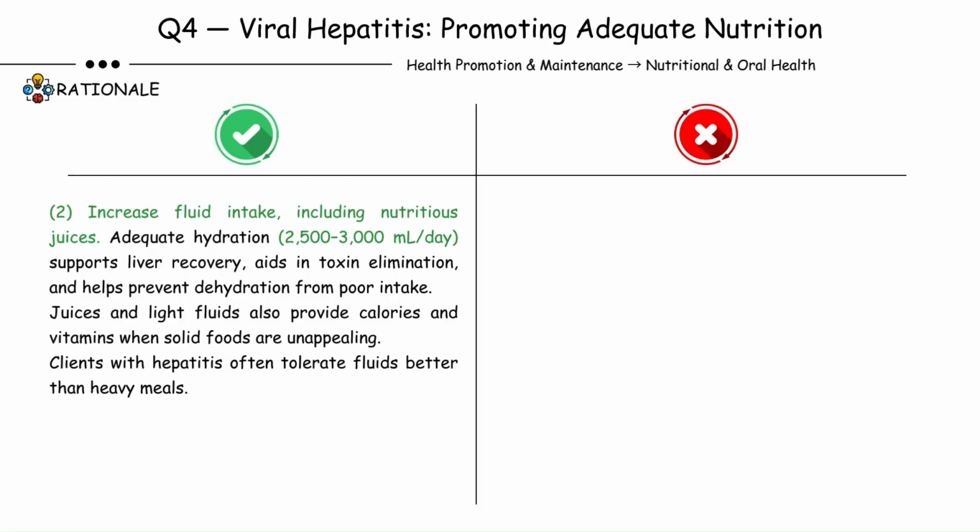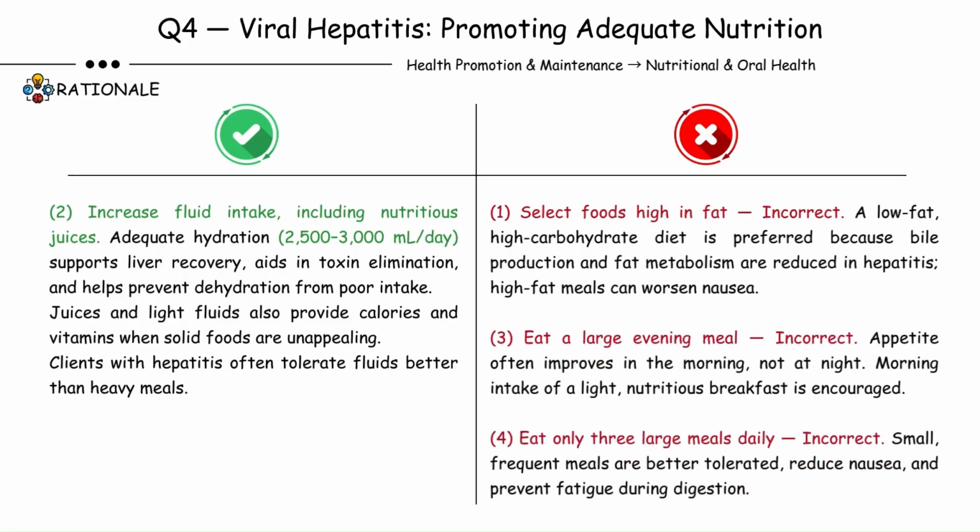Now, why are the others incorrect? Option 1. Foods high in fat worsen nausea and are poorly tolerated because bile production is decreased. The diet should be low in fat and high in carbohydrates. Option 3. Appetite is usually better in the morning, not at night. Encourage a light, nutritious breakfast. Option 4. Eating small, frequent meals is much better than 3 large ones. It reduces nausea and prevents fatigue.